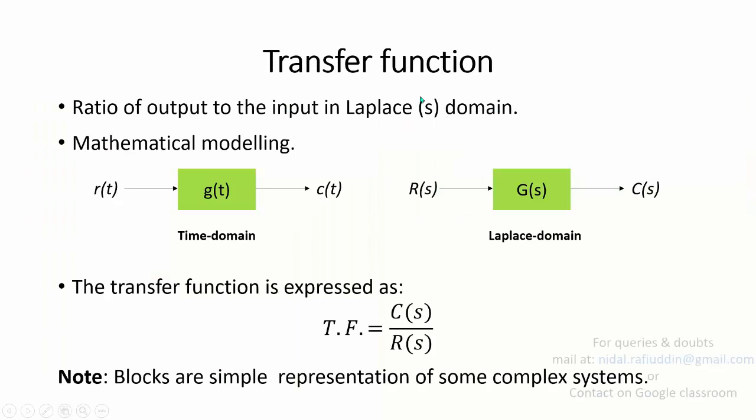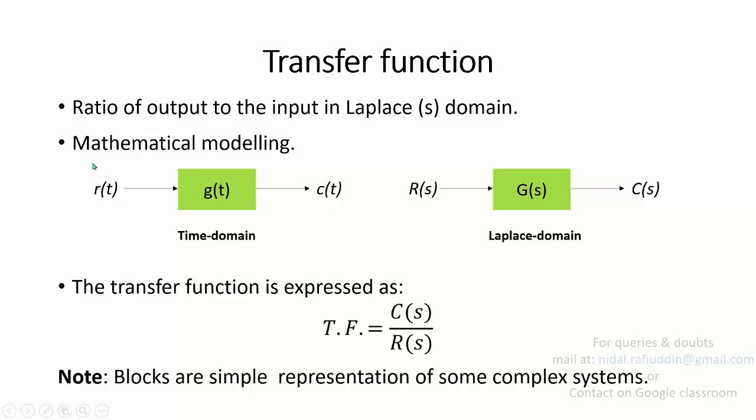Now we talk about the transfer function. So transfer function, as I told you before in previous slides, is the ratio of the output to the input in Laplace domain. In order to find the transfer function of any system, you first convert that system from time to Laplace domain. Once you convert the system into Laplace domain, then the ratio of the output to the input is defined as the transfer function. So transfer function is a sort of mathematical model.